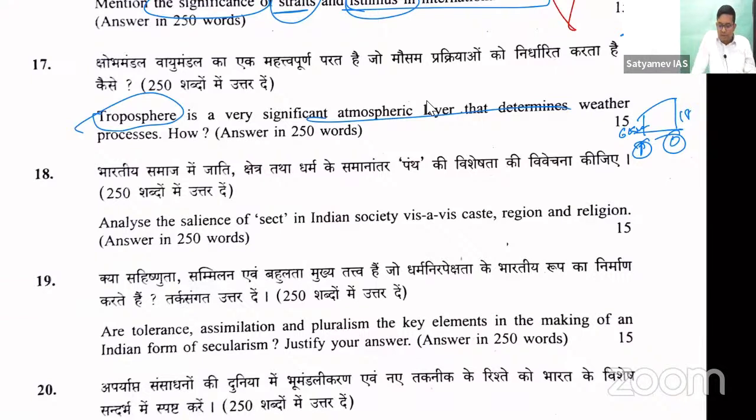All right. So this is how you can say the troposphere determines weather, because cloud formation will also be within the tropospheric boundary layer. All right.